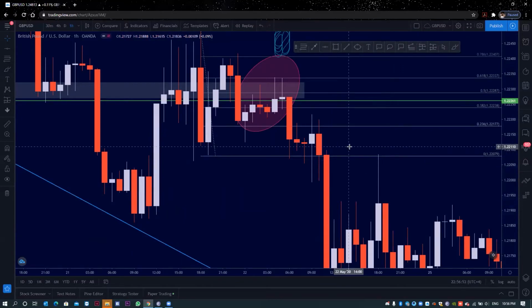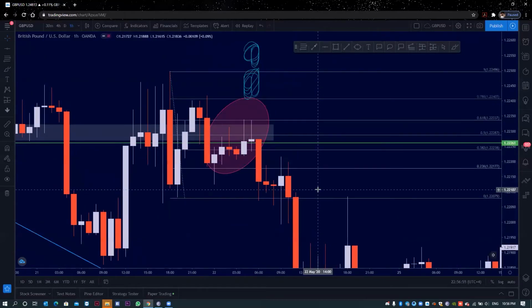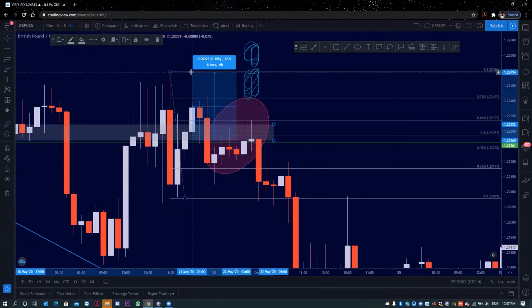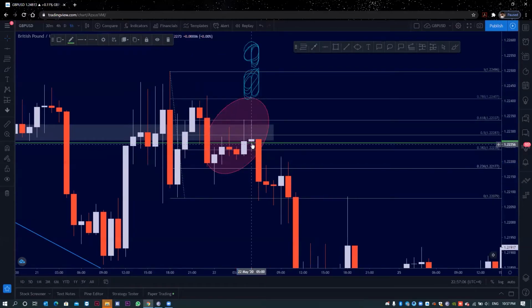Everyone has their own strategy. It's not necessary that you follow me or follow someone. You need to follow your own way. If my stop loss is 22 pips, then my take profit must be 44 pips.